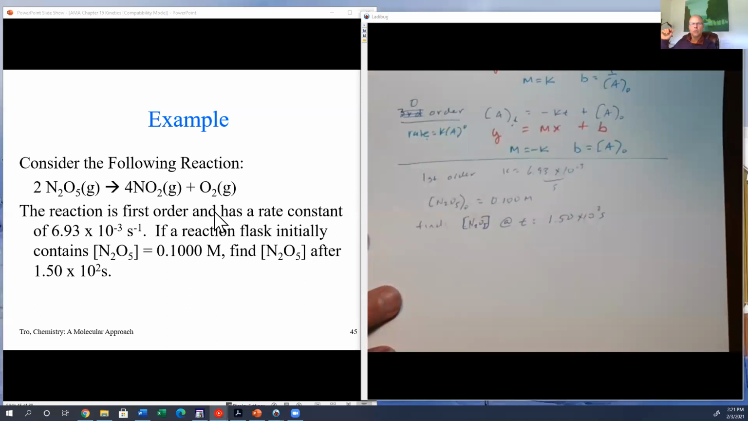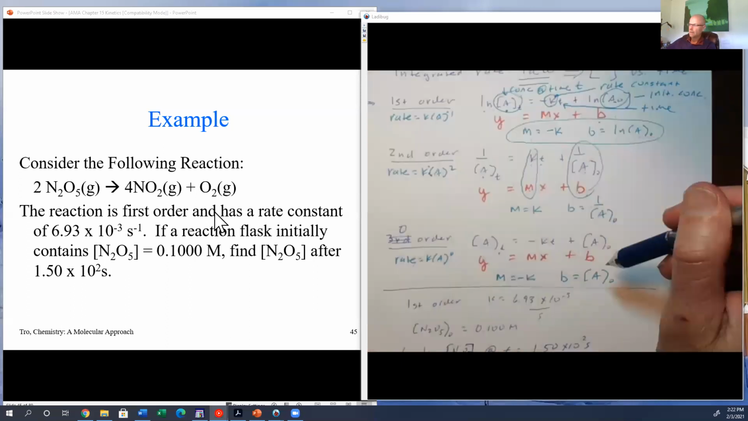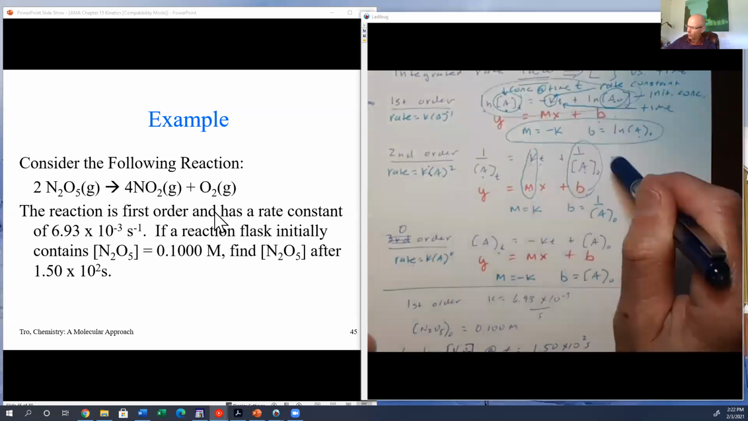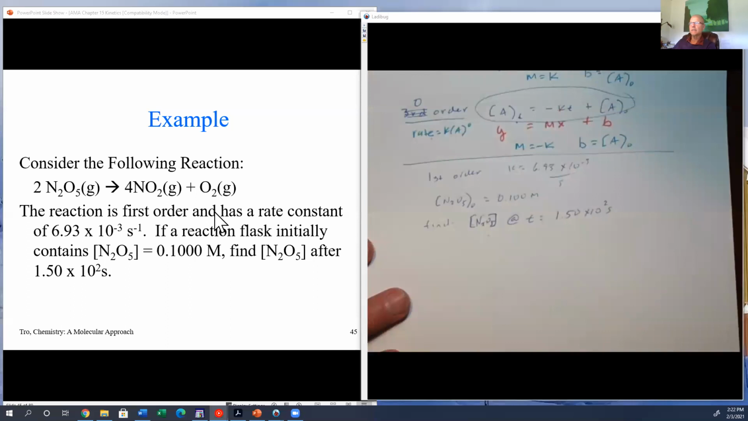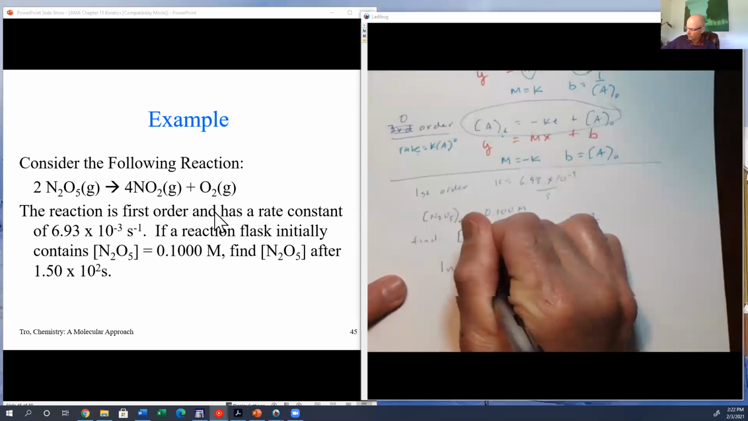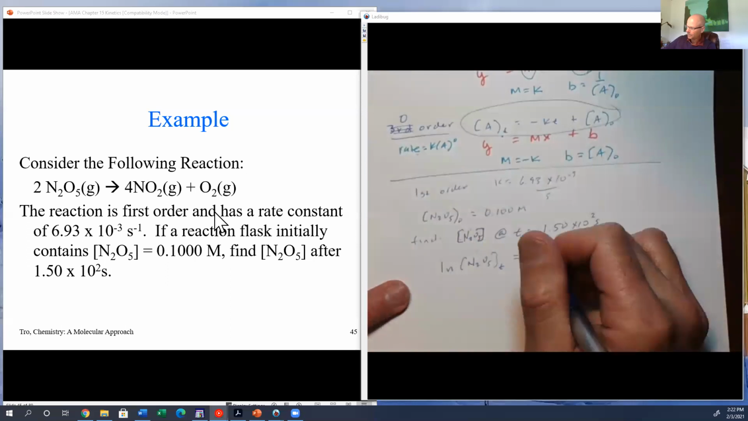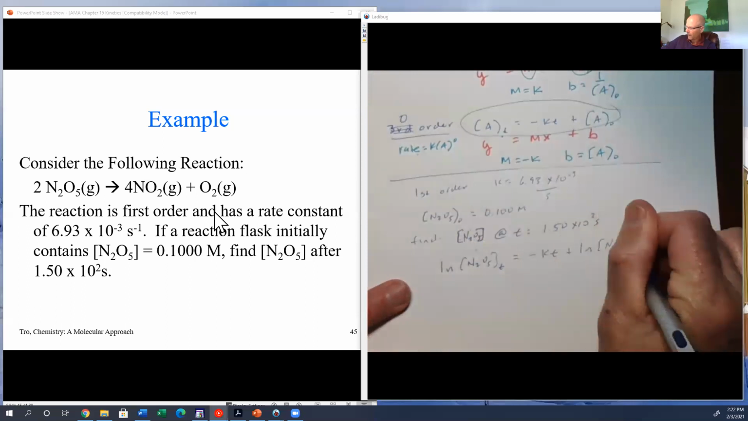When you come across this kind of problem, you have to recognize it as an integrated rate law problem. You say to yourself, I'm given the initial concentration, and I want to find this concentration at some time later. That's integrated rate law. So to find this, I'm going to use one of these three equations. Which one I use depends on the order of the reaction. What do they tell us here? First order. So I'm going to use this equation right here: the natural log of N2O5 at time t is equal to minus Kt plus the natural log of N2O5 at time 0.